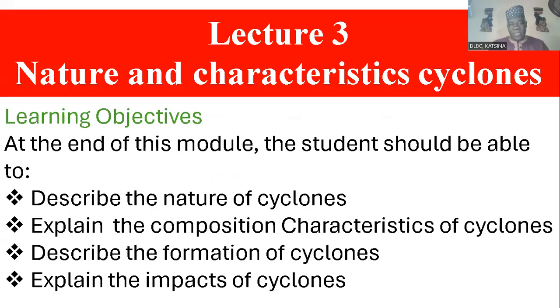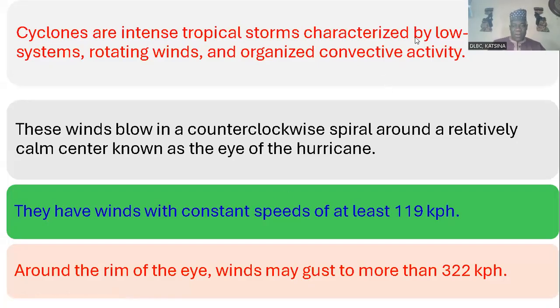Today, we'll pick one of the meteorological disasters and discuss the nature, characteristics, mode of formation, and then the impact of the disaster, the hazard. And the hazard we are picking today is cyclones. Now, as we go into the third lecture, at the end of the lecture, you should be able to describe the nature of cyclones, explain the composition and characteristics of cyclones, describe the formation of cyclones, and explain its impact on man and his environment.